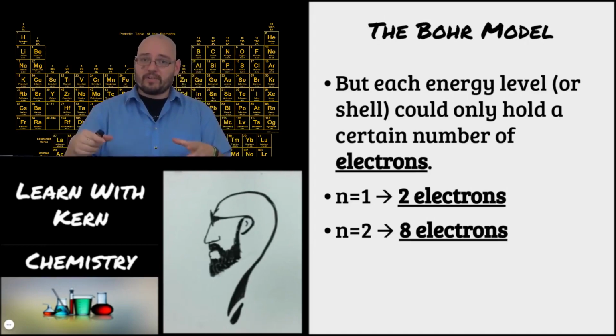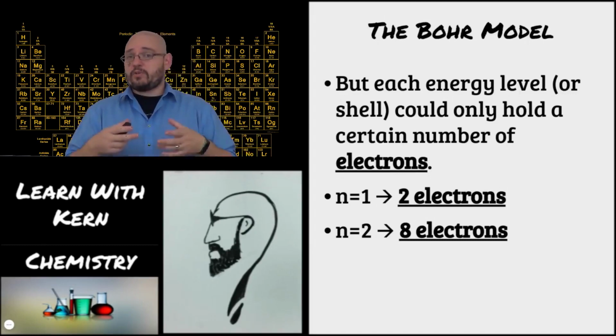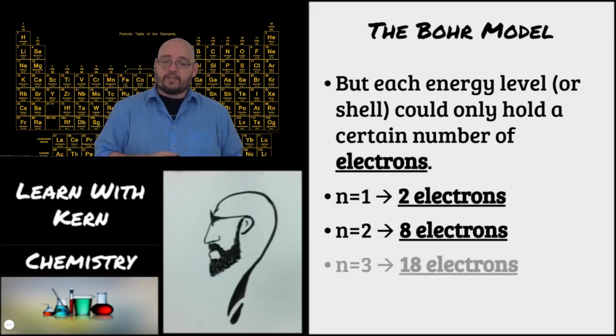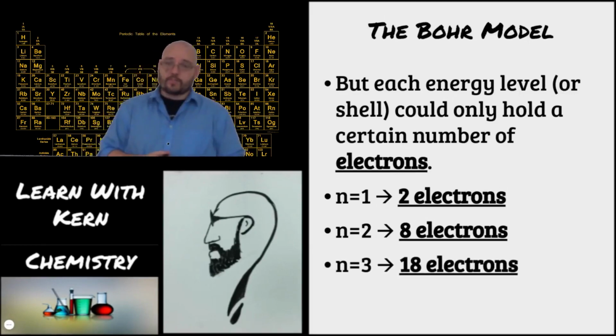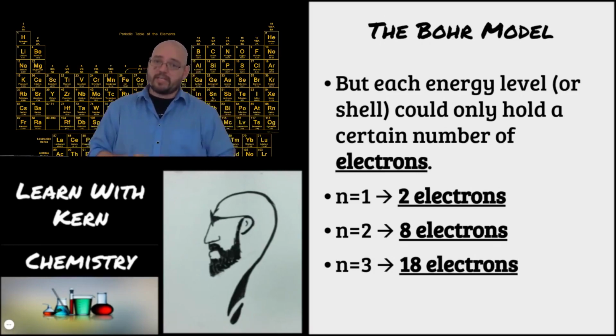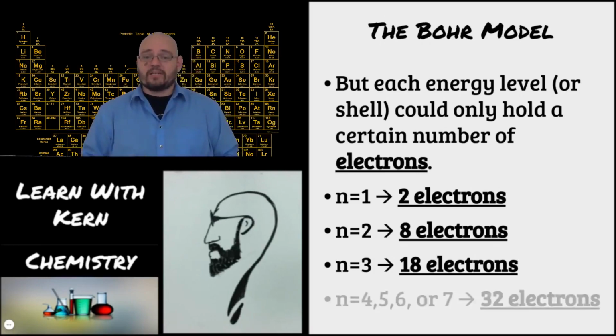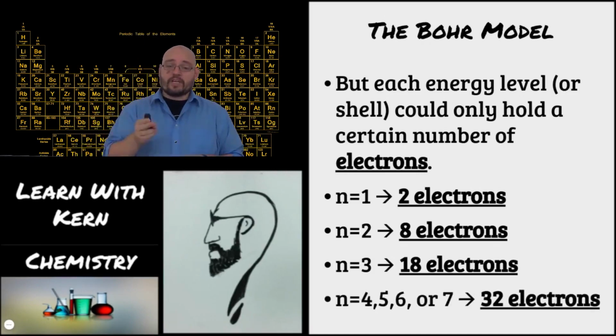But if you added an 11th electron, like your sodium, then that 11th electron now has to go to the third energy level, because the second energy level could only hold 8. The third energy level could then hold 18 electrons. And the 4th, 5th, 6th, and 7th energy levels, as represented by the elements on the periodic table, can hold 32. We will discuss in a little bit the reason for these numbers that we know now.